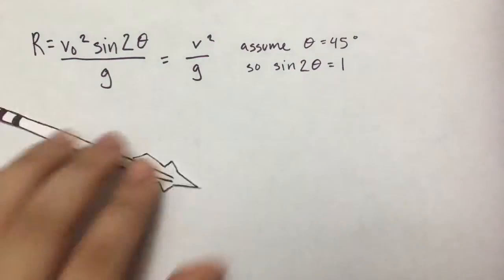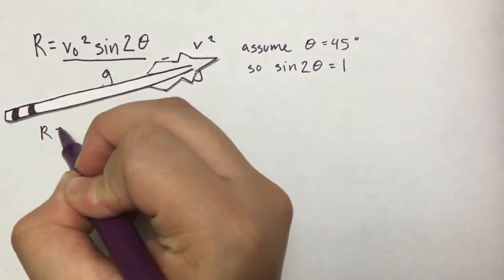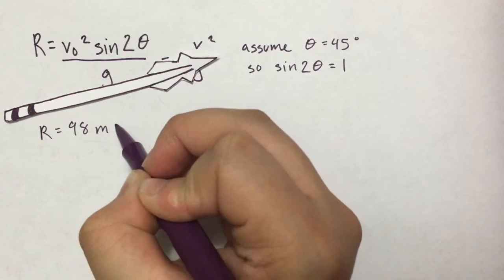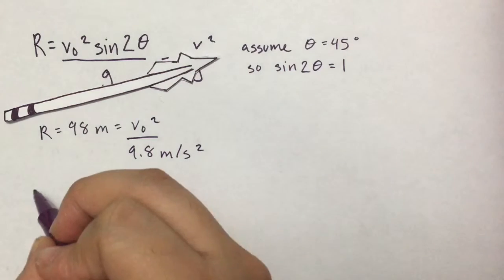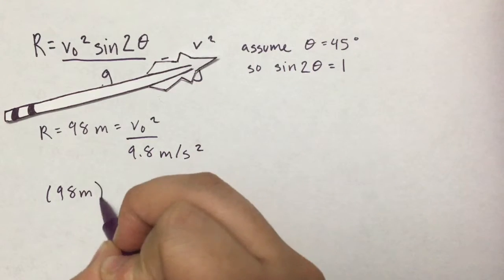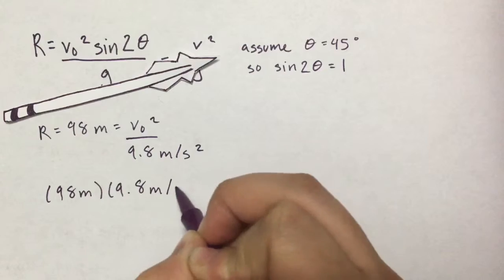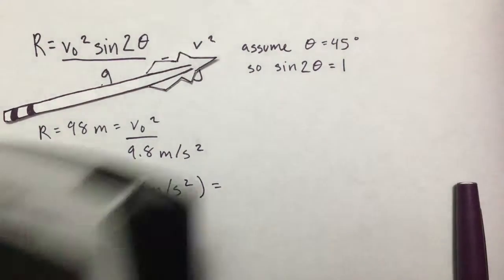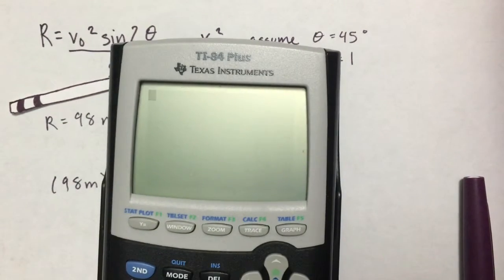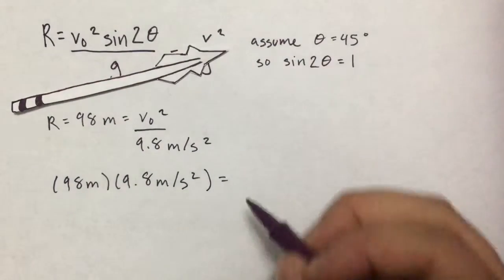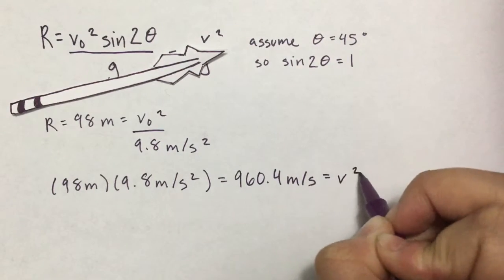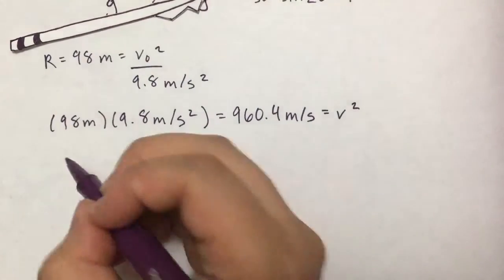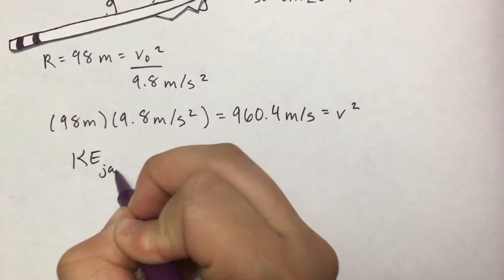So first we're going to solve for the javelin, and we know that the javelin goes over a distance of 98 meters, and we'll plug that 98 meters in as our range for the range equation. Then we cross multiply 98 meters times 9.8 meters per second squared to get our velocity squared. And that should get us 960.4 meters squared per second squared. So we want to leave it as velocity squared. We don't want to square it because kinetic energy is equal to 1/2 mv squared.